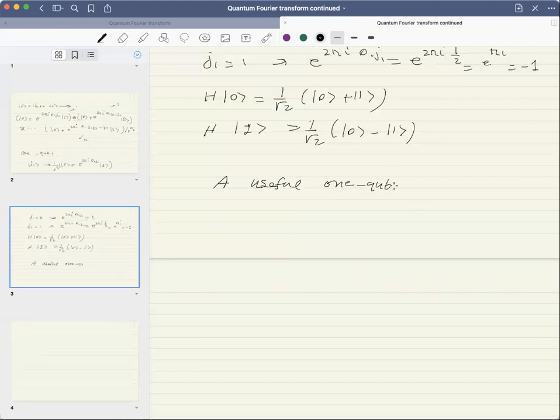One qubit gate. So I call it RK, and it has a diagonal unitary operator: 1, e to the 2 pi i over 2 to the power k. So for k equal 1, this is like 1 and minus 1 on the diagonal.